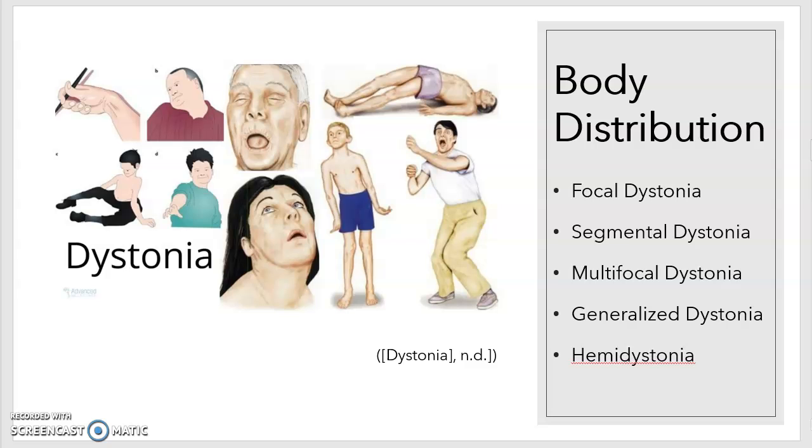These regions may be involved individually or in different combinations and may change or progress over time to other parts of the body. Dystonia is generally categorized in 5 different patterns of bodily distribution. There's focal, which is when only one region of the body is affected. Some common types of focal dystonias are cervical dystonia.